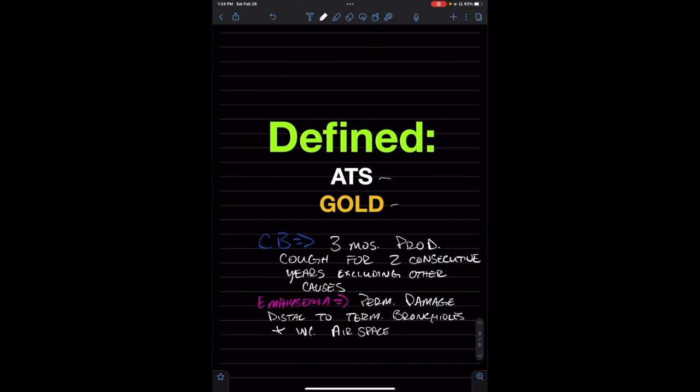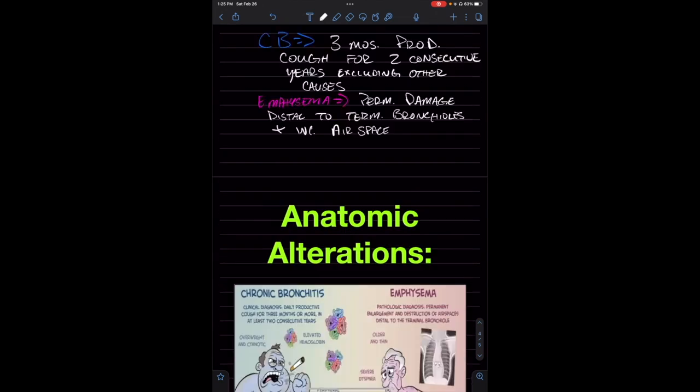Okay, so these are the things that really kind of define both chronic bronchitis and emphysema. So we've got both gold standards, ATS, but when we talk about chronic bronchitis, that's really what we're talking about: 3 months productive cough for 2 consecutive years that excludes all other rationales for having that cause. And then with emphysema, permanent damage distal to the terminal bronchioles with increased airspace.